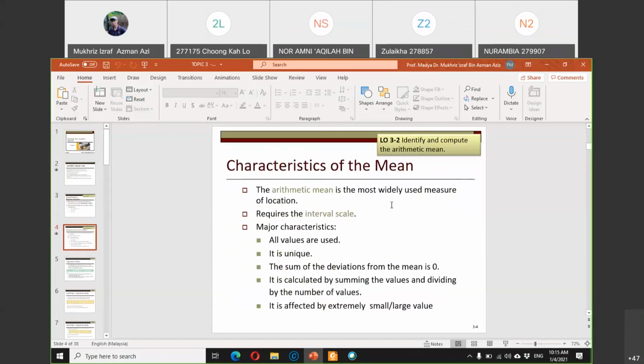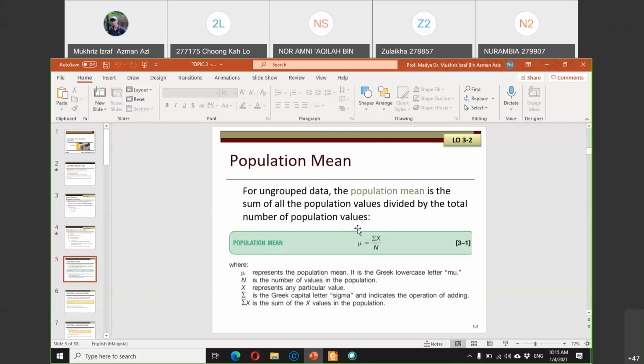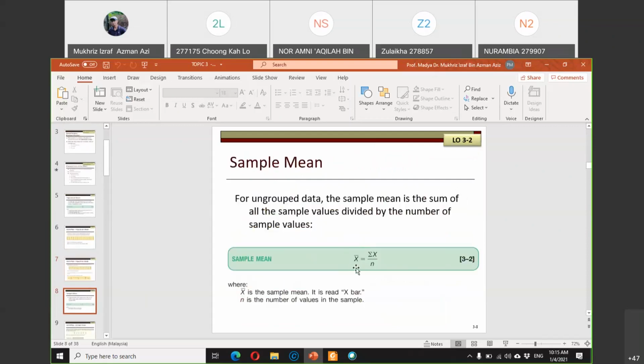Mean, one of the main drawbacks is that it can be affected by extremely small or large values. There is only one value of mean, and to calculate it we divide into two notations. One for population, which uses the symbol mu, and the other for sample, which uses the notation x bar. But the process to calculate both is the same, summation x over n.